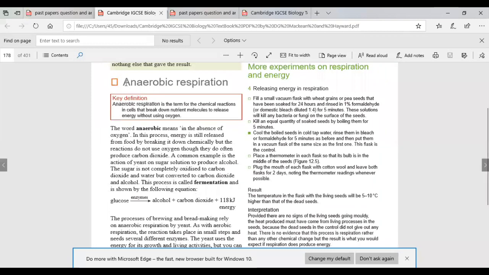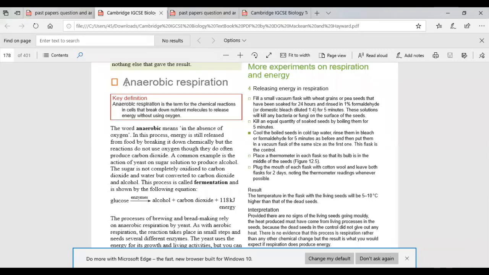What is anaerobic respiration? The term of the chemical reaction that breaks down nutrients but without using oxygen. Number two, the equation of anaerobic respiration: glucose, in the presence of enzymes, produces alcohol and carbon dioxide, 118 kilojoules, that is the unit. So now I want anyone to give me the difference between aerobic and anaerobic. After that, we take the quiz paper, you must take part with me.